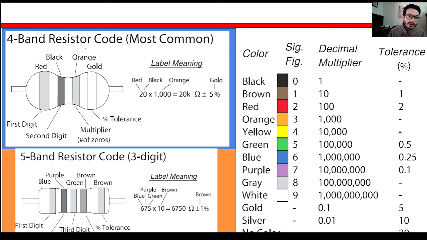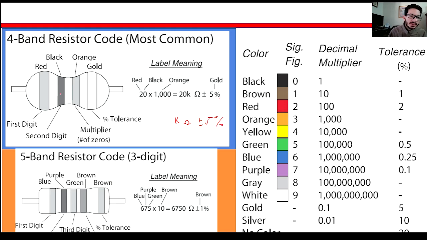So, for instance, for a 4-band resistor, the last band is always its tolerance. So it's gold. When we go here to gold, we see that the tolerance is 5%. So we already know that this resistor is not extremely reliable. This is for a hobbyist or for a circuit that is not very important. Now the third band is orange, and that is the multiplier. So orange is 1,000. So we already know that this one will be kilo ohms, with a plus or minus 5%.